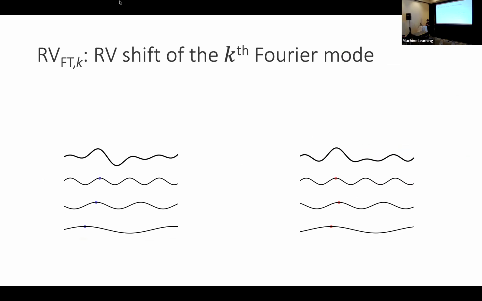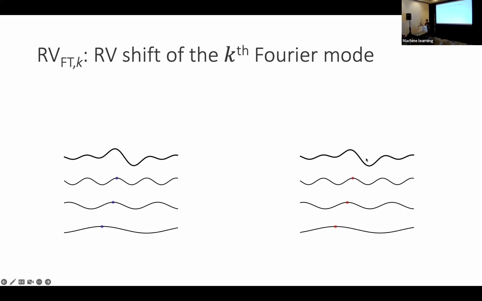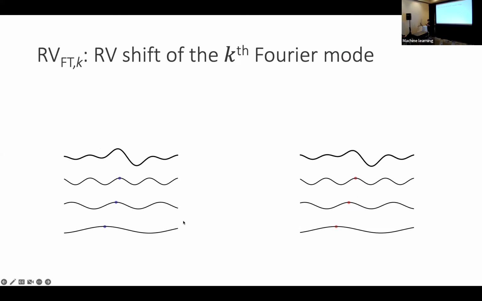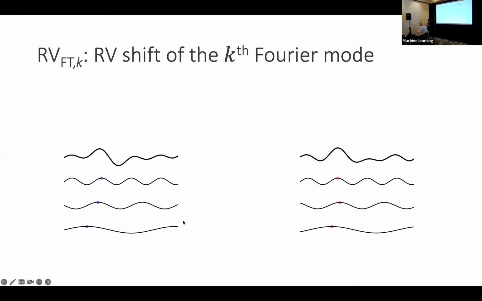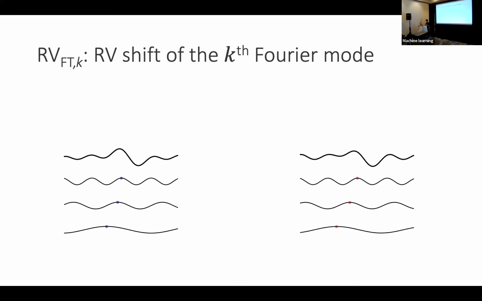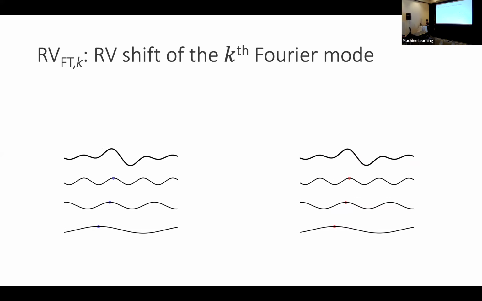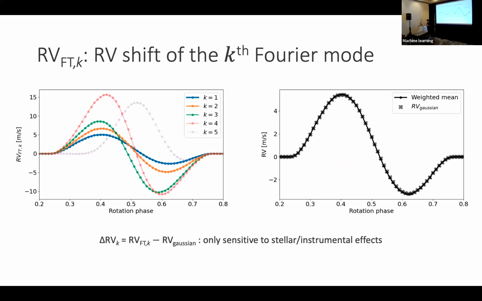So to give you a further understanding of what FIESTA does: for a pure line shift, as the left diagram shows here, all the FIESTA modes, or the Fourier modes, would be shifted by the same amount. But for line deformation, in the right diagram, different Fourier modes will be shifted at different paces. So we can use this difference in the radial velocity at different modes to parameterize the line deformation.